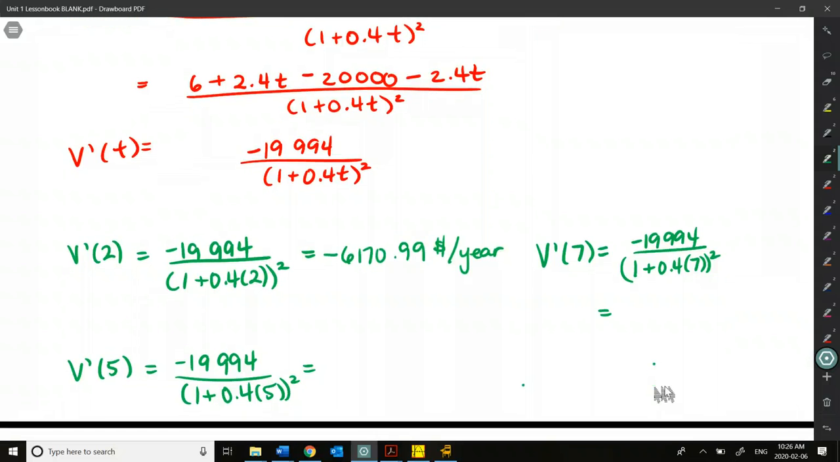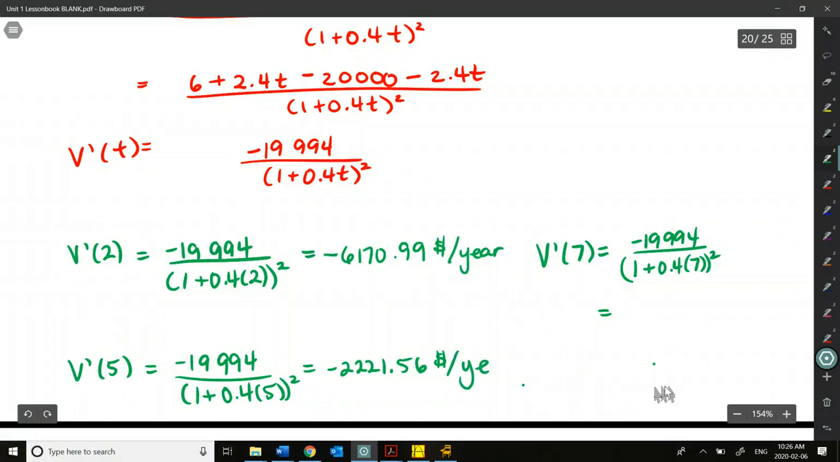Okay, V prime at 5. Anyone have that one calculated? Grayston? Negative 222.1. Yeah, so 2 decimals for money. 5.6 dollars per year. And V prime at 7. Great.